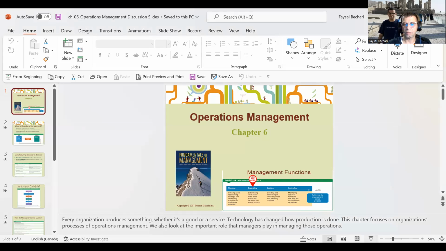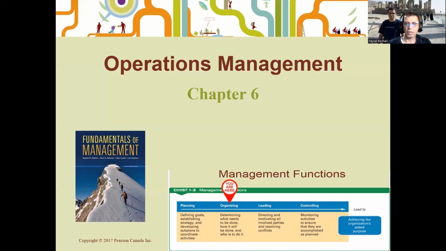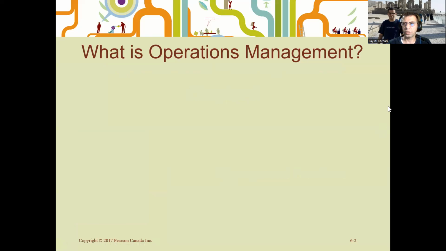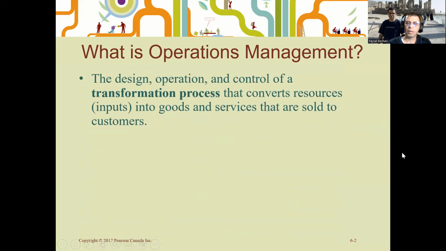Okay, so in this chapter, we're mostly going to talk about what operation management is. Operation management is about the design of operation and control of transformation processes that convert resource inputs into goods and services that are sold to customers.